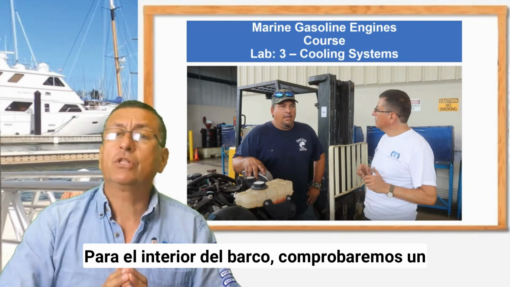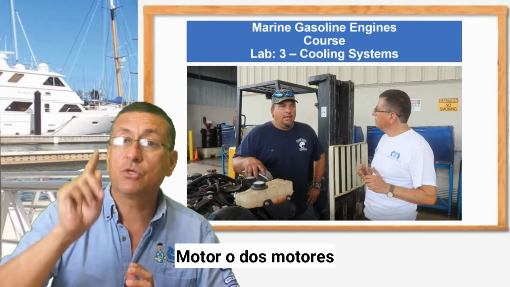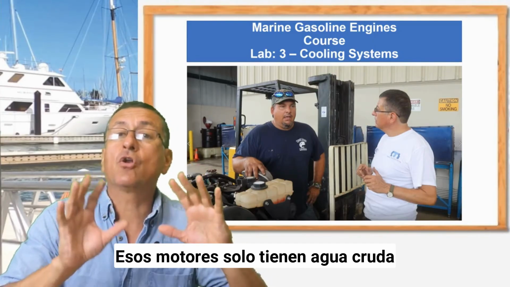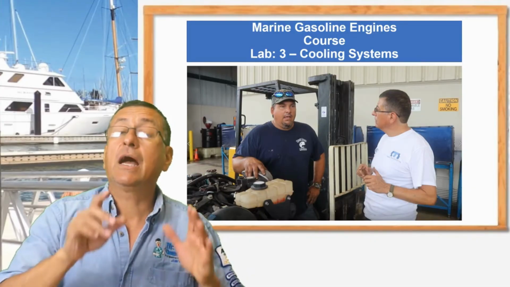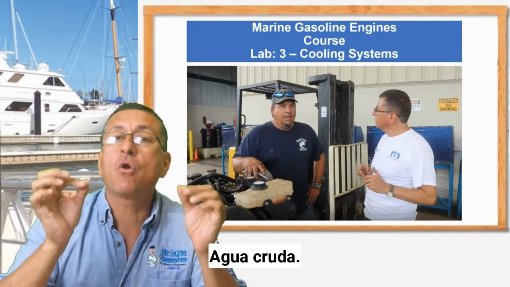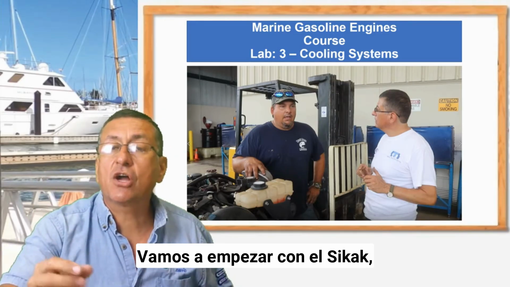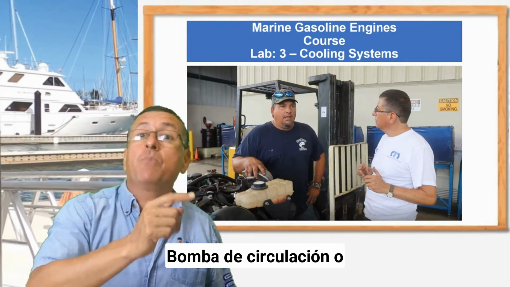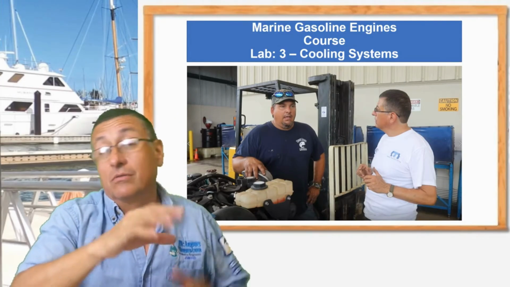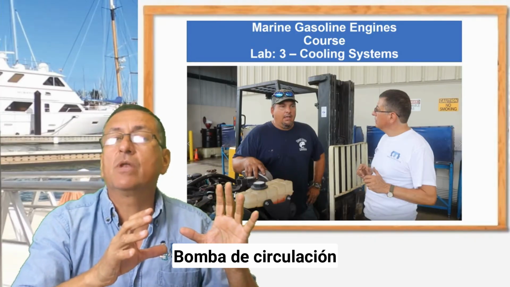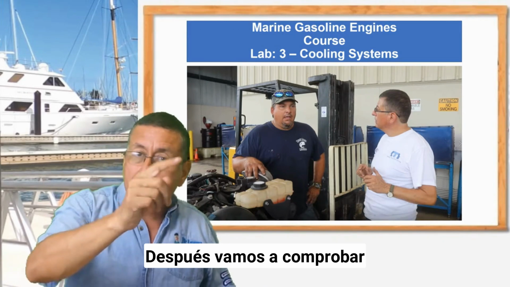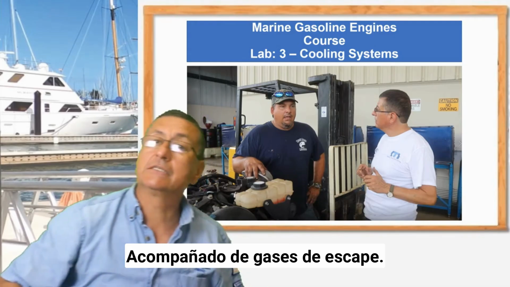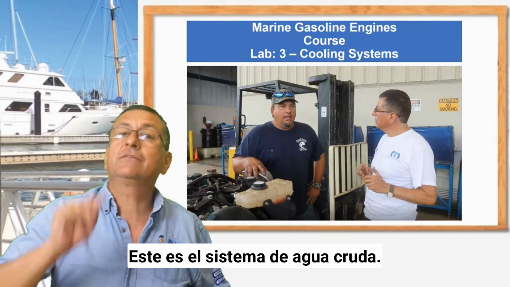For inboards, we are going to check one engine or two engines that your instructor prepared for you, where those engines have only a raw water system. We are going to check the path of the raw water. We are going to start at the seacock, then check the raw water, and after that the circulating pump, or coolant pump, but in this particular case it is a circulating pump. After that we check the path of the raw water and how it goes out with the exhaust gases. Correct? This is the raw water system.